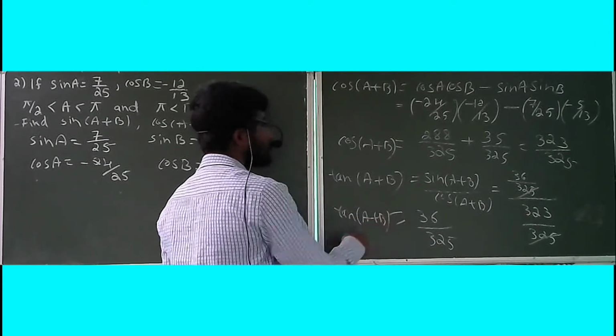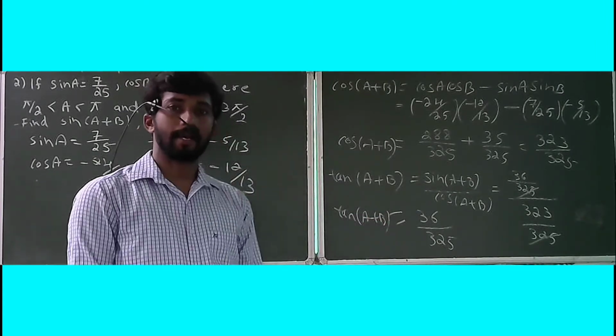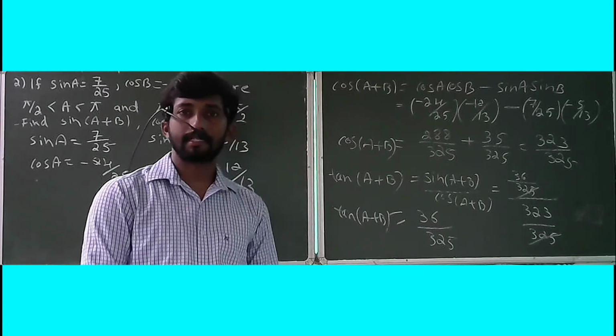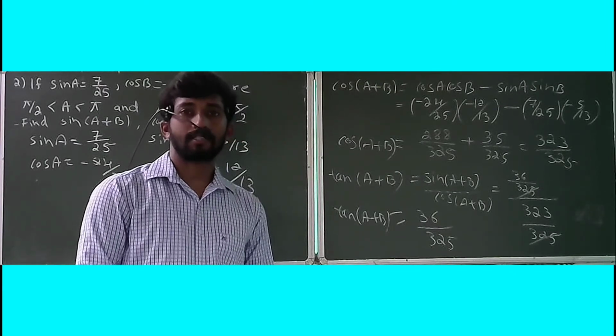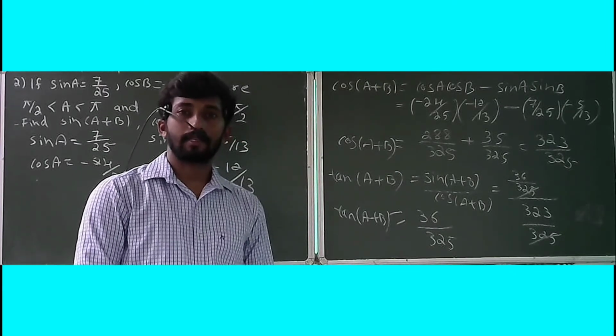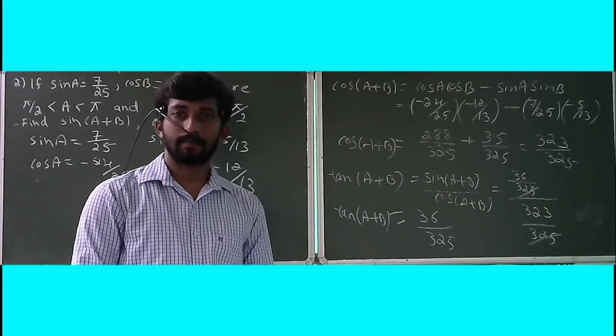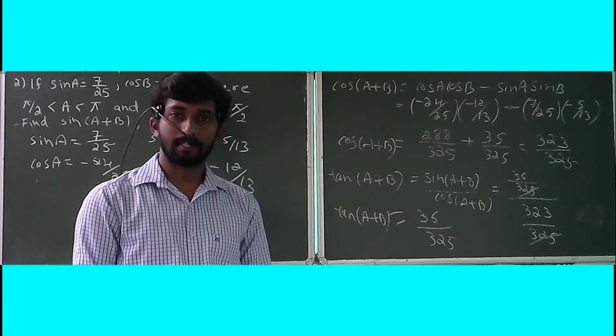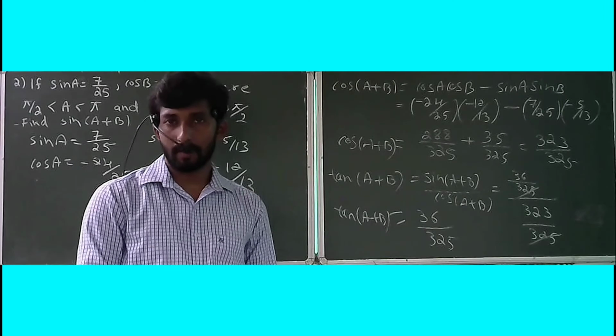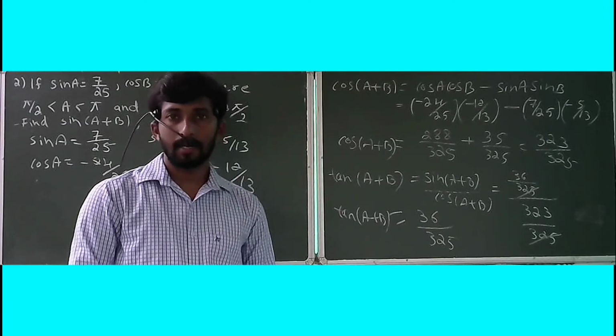Suppose question is tan of A minus B. That time calculate sin of A minus B, cos of A minus B. Then write the formula. Tan of A minus B is equal to sin of A minus B divided by cos of A minus B. Then substitute the values.